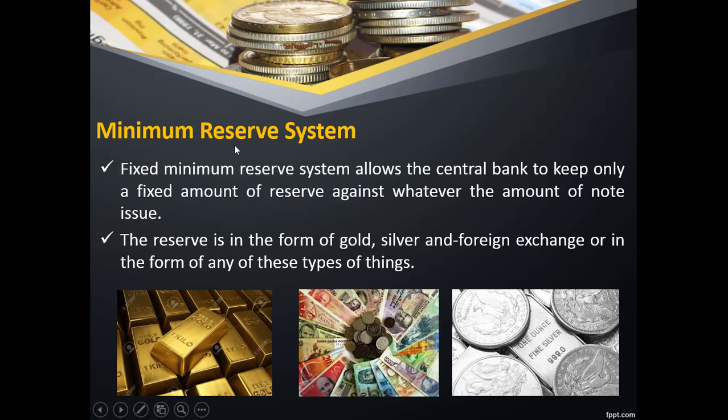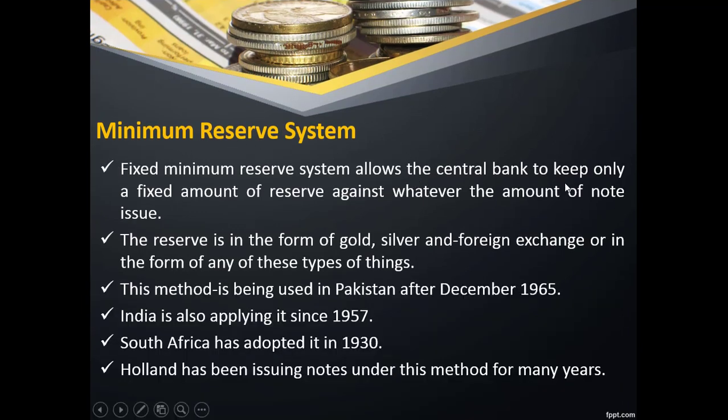So in the minimum reserve system, the central bank keeps only a fixed amount of reserve against whatever the amount of notes issued. What are the reserves? Reserves are in the form of gold, silver, and foreign exchange. This method has been used in Pakistan after December 1965. India has also been applying this method since 1957. South Africa adopted it in 1930. Holland has been issuing notes under this method for many years. So these are the countries using the minimum reserve system.